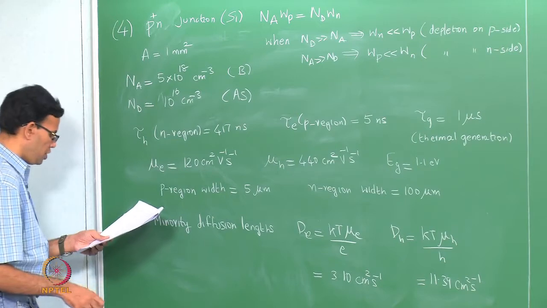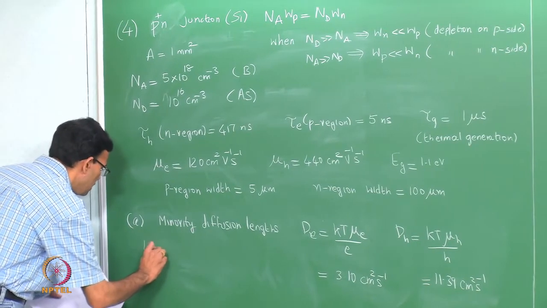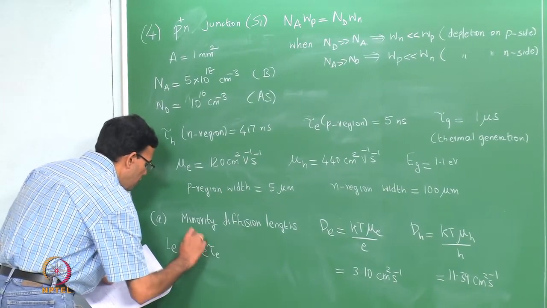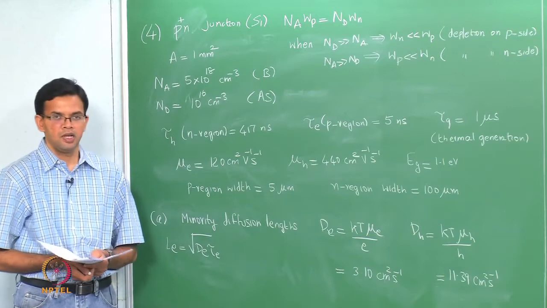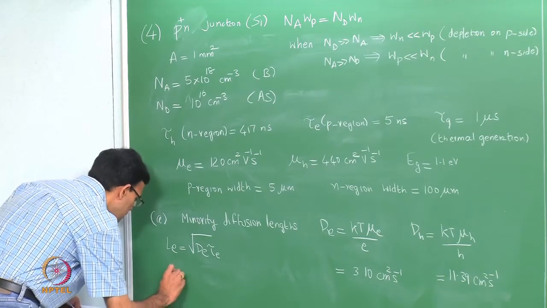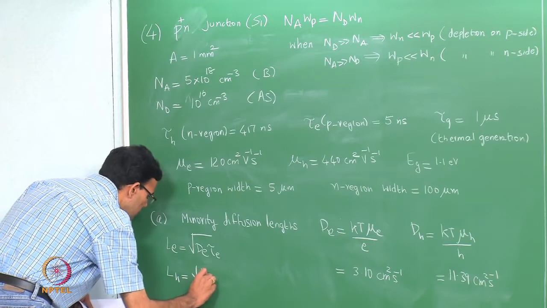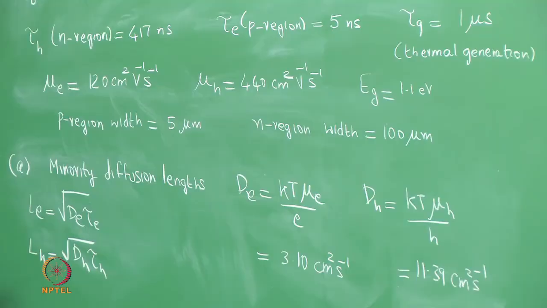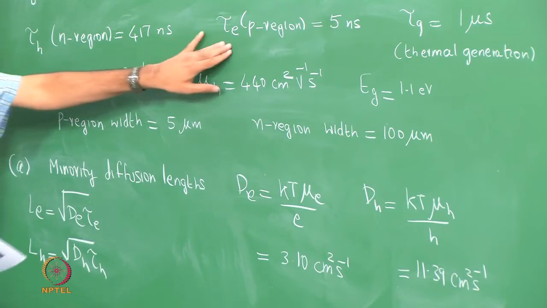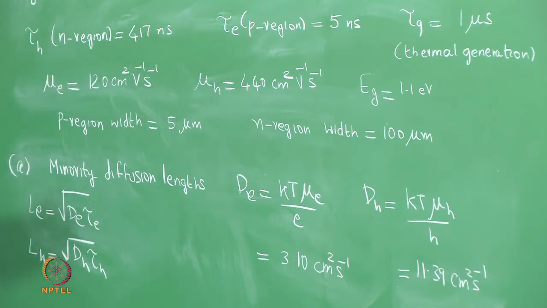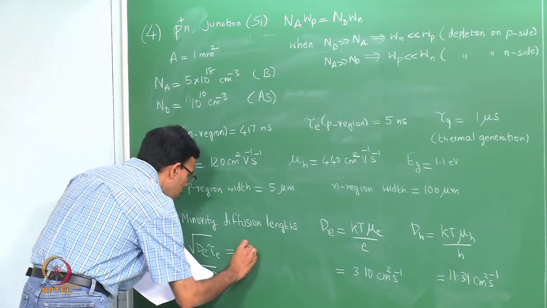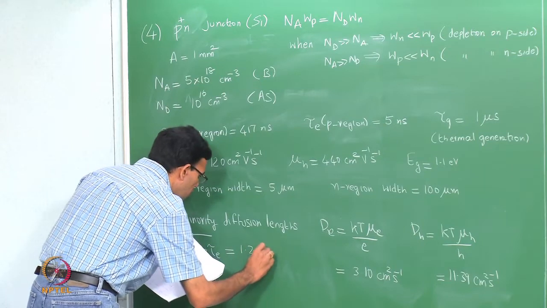From the diffusion coefficients, we can calculate the length. So, L is nothing but square root of D times tau. So, L e is square root of D e tau e, L h is square root of D h and tau h. So, once again D e and D h we have calculated, tau e and tau h are given. So, we can substitute the numbers. So, L e works out to be 1.2 micrometers.